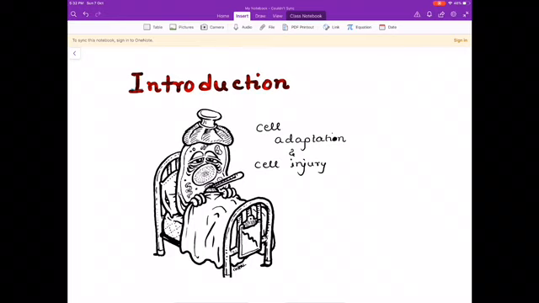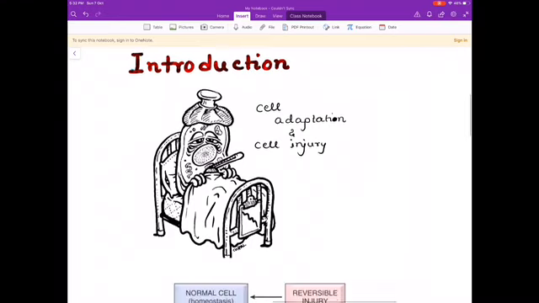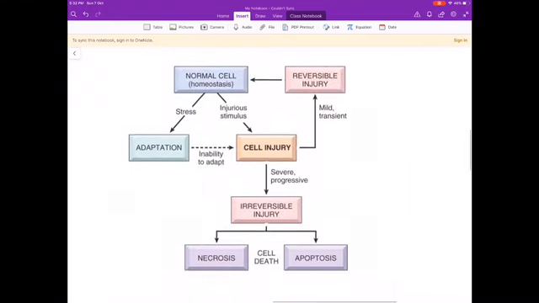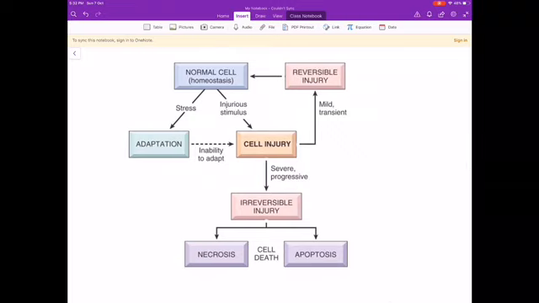Students, when I talk about introduction to the cell adaptation and cell injury, this can be very well understood from this particular image taken from Robbins. Let's see what is happening here. A normal cell lives in a stage of homeostasis. It is a stage of equilibrium. Everything is normal here. But once the cell will be exposed to cellular stress, it will go through a phase of adaptation known as cellular adaptation.